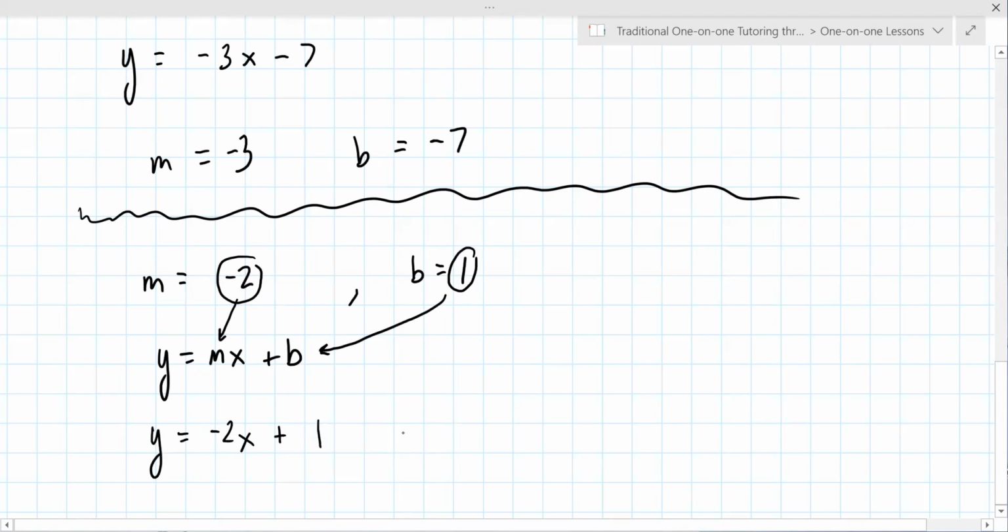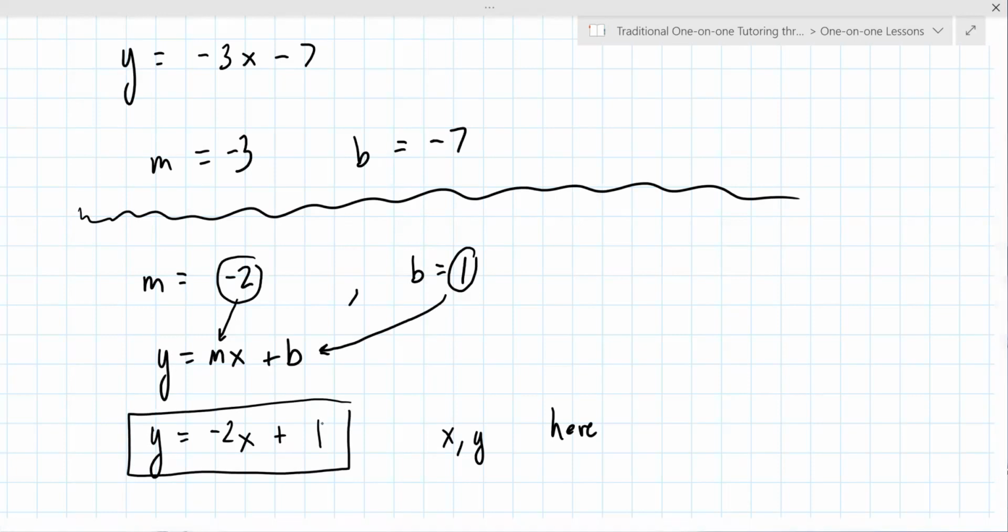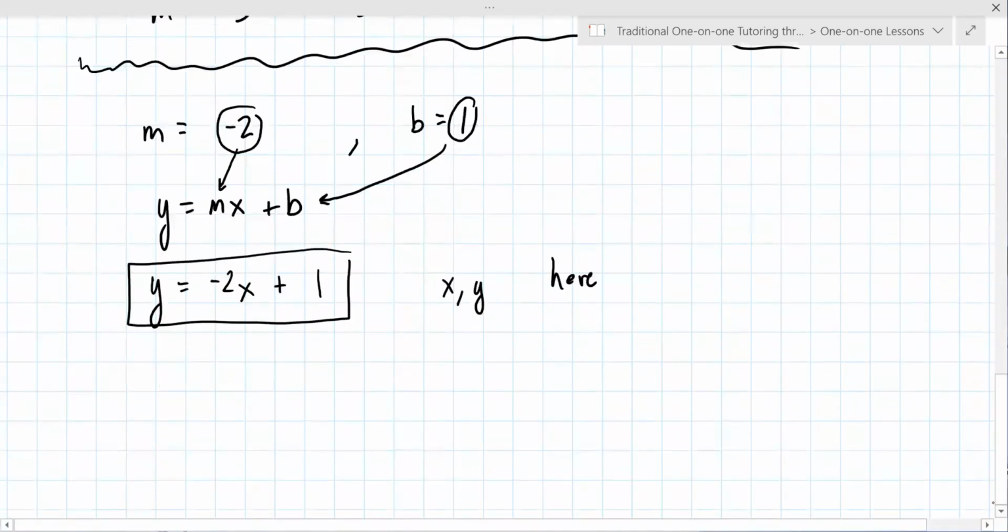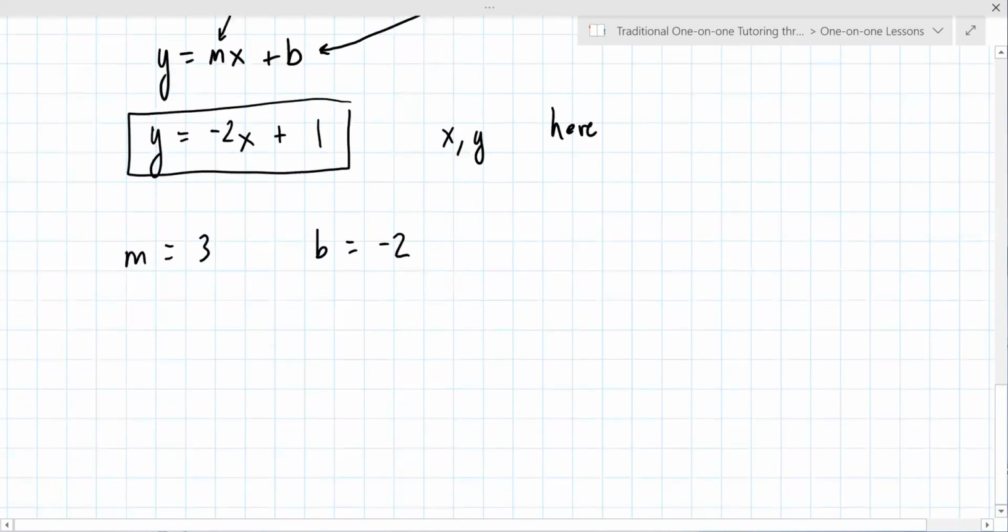So there has to be an x and a y. Do you follow that there's an x and a y? Negative 2 is m, and b is positive 1. Okay, so let's try another one here. Let's say the slope is 3 and the b value is negative 2. I want you to write y equals mx plus b.